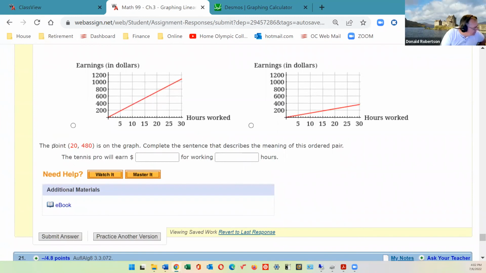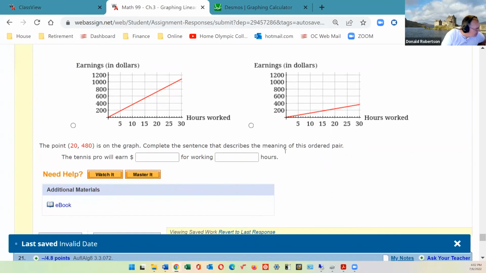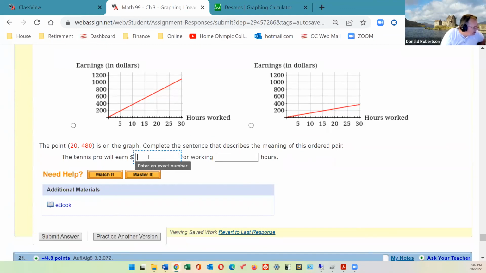Now it says here the point (20, 480) is on the graph. Complete this sentence to describe the meaning of the ordered pair. The tennis pro will make $480 for working for 20 hours.